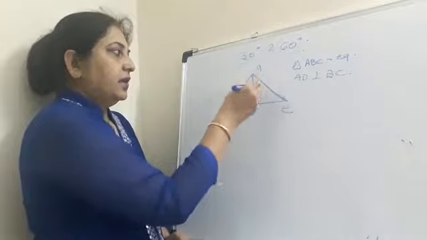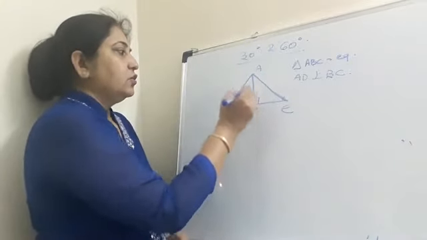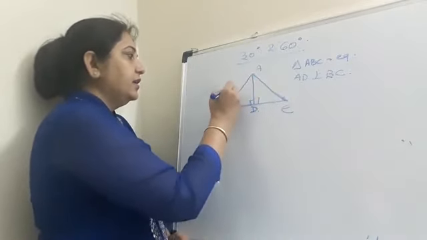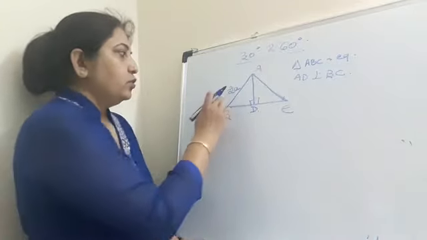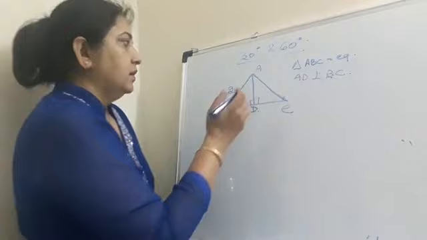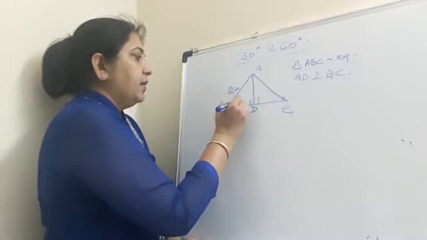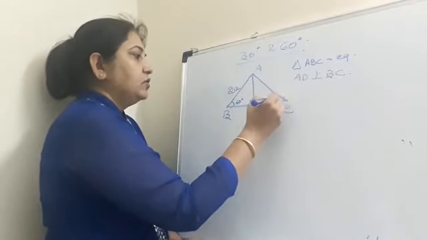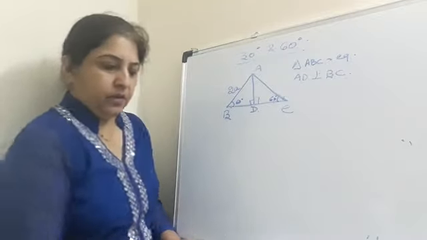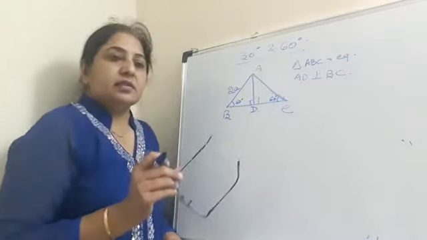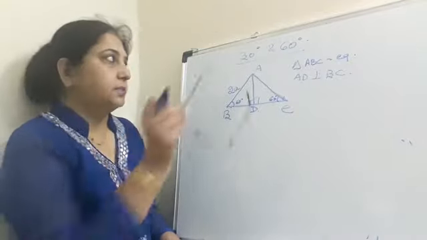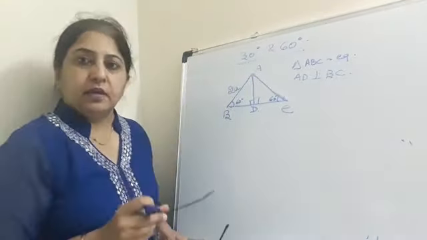Each side in an equilateral triangle is equal. So let us assume that this side is 2A. This side is 2A and this angle I mark 60 degree, this angle also I mark 60 degree, right? Now we have to find the six ratios of 30 degree and 60 degree.